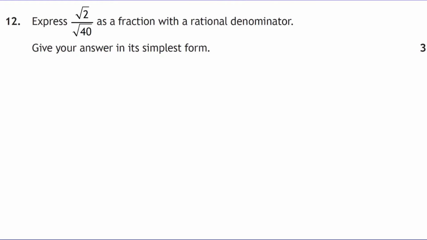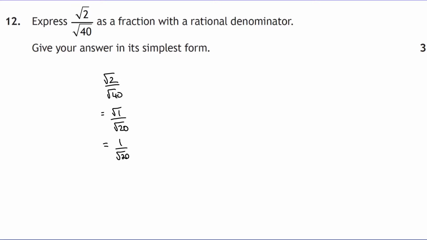Okay, moving on. Express root 2 over root 40 as a fraction with a rational denominator. First thing I'm seeing here is they're both divisible by 2. They're both even, so I'm going to divide by root 2. That gives us root 1 over root 20. So simplify the fraction if we can first. Square root of 1 is 1, so we get 1 over root 20.